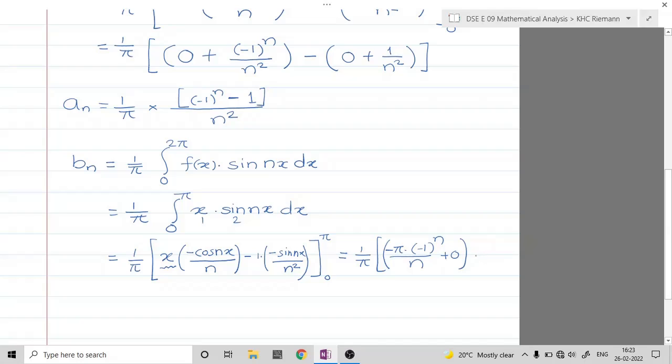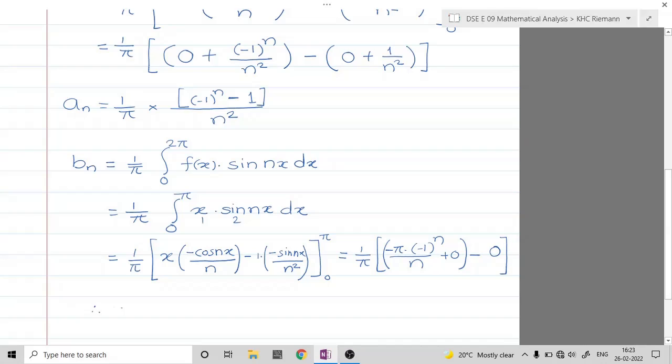This is the upper limit minus now the lower limit. For the lower limit, when you put x is equal to 0, this x makes the first term 0, 0 into cos becomes 0. And when you put x is equal to 0 in sine, sin 0 is 0, so the second also 0. So for x is equal to 0, both terms give a value 0. I will write only one 0 for that.